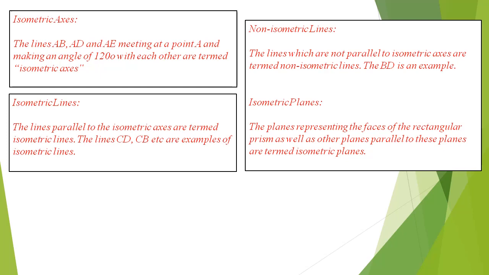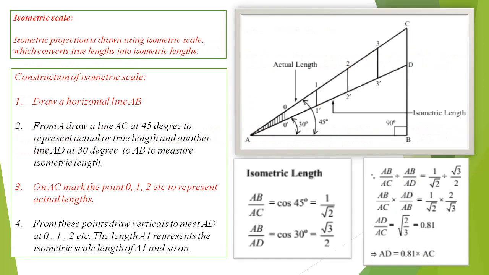2. The lines parallel to the isometric axis are termed isometric lines. The lines CD and CB are examples of isometric lines. 3. The lines which are not parallel to isometric axes are termed non-isometric lines. The BD is an example. 4. The planes representing the faces of the rectangular prism as well as other planes parallel to these planes are termed isometric planes. In this slide we have explained isometric scale and construction procedure of isometric scale.